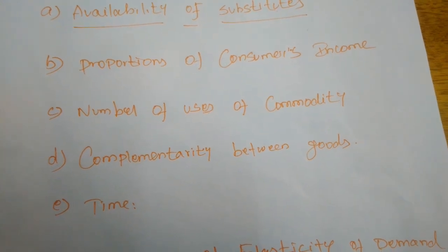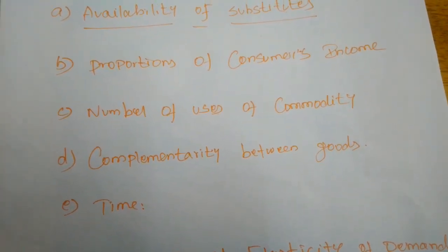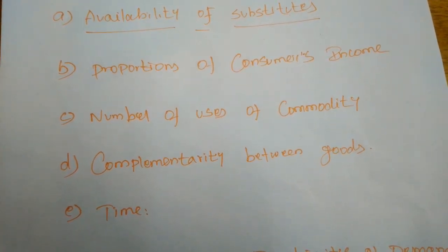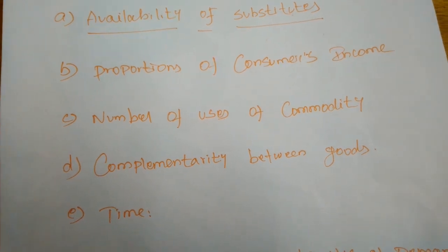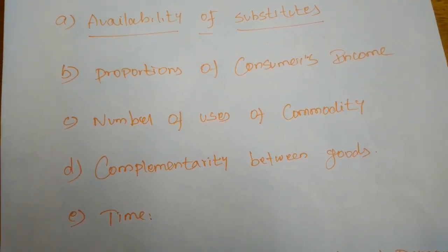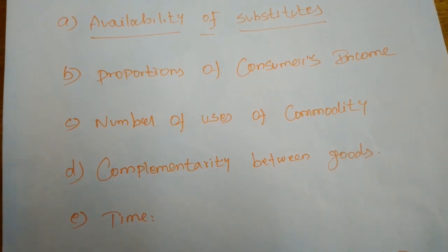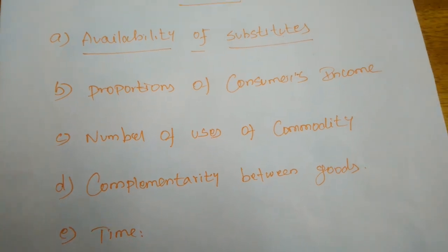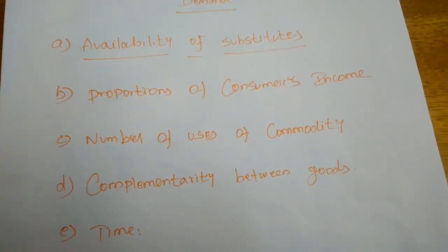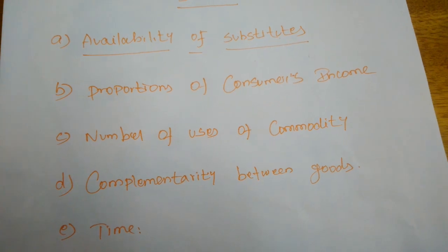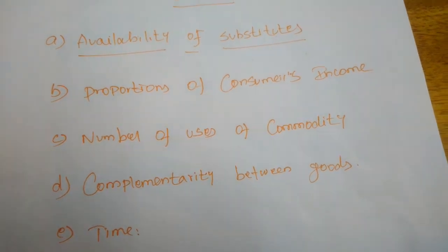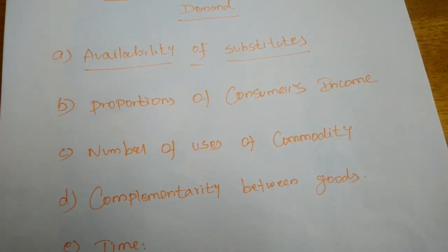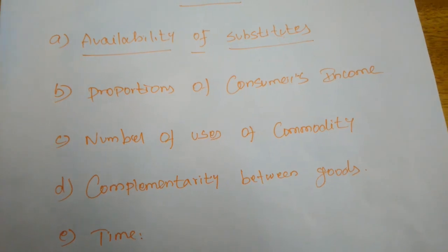Suppose we consider salt. Salt has no close substitutes. There are no substitute goods for salt. Hence, even if the price of salt increases, the fall in demand may be zero or very little. Hence, salt is price inelastic. Even if the price of salt increases very high, we still need salt for cooking. Then the price elasticity of demand for salt will be inelastic.